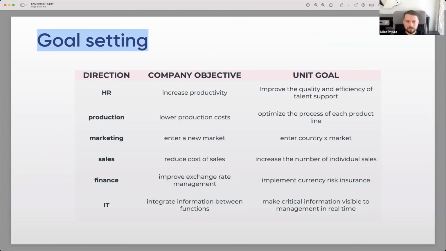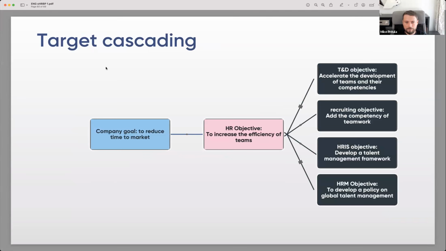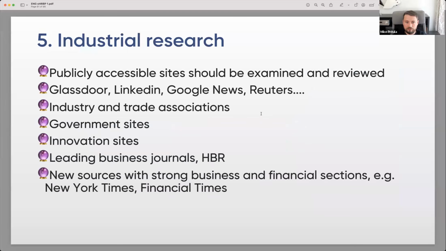So for goal setting, you take company objectives and you align unit goals with company objectives, right? Here is just an example of how you may do this. The idea here is to have employee alignment. We have company strategy and company values. Then we align business goals to that, department goals, position goals, and employees. And it creates the employee's line of sight. So an employee doing their everyday job sees how they contribute to the strategy. So we do target cascading. Here is another example of how we align all objectives of all departments, in this case HR departments, with the strategy.